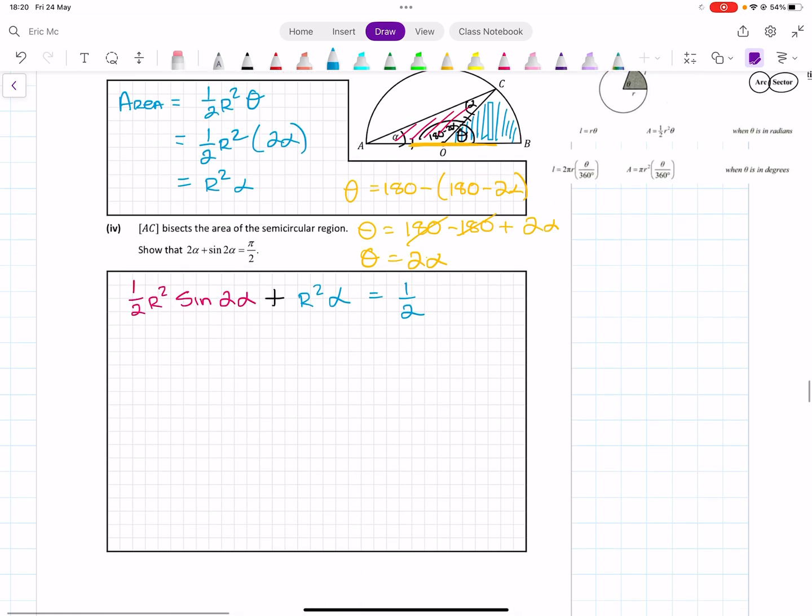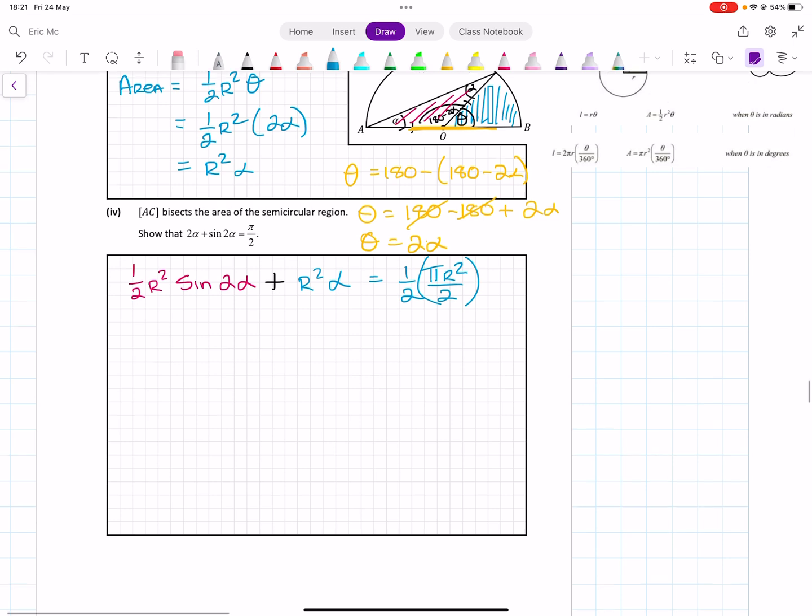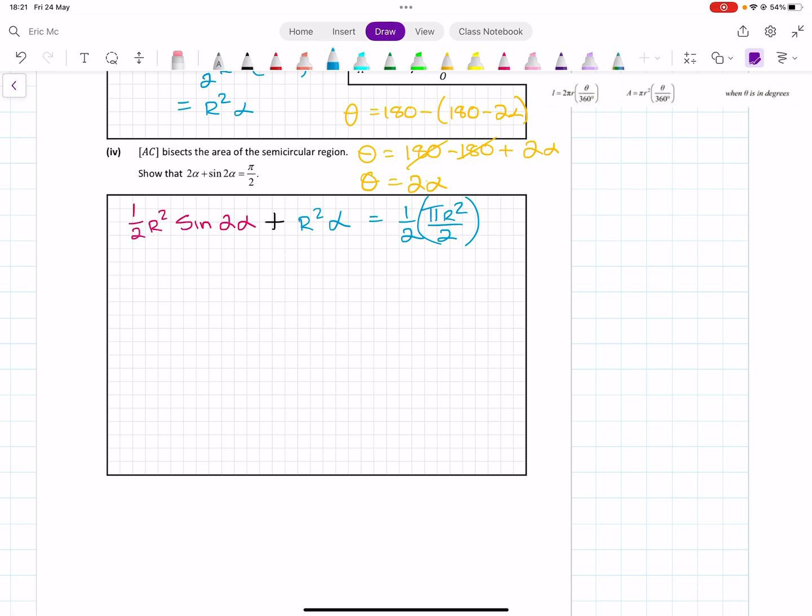So for a full circle, the area is pi r squared. So pi r squared over 2 for the semicircle. Because it's half of the semicircle, and the semicircle is half of a circle. I think I can divide everything by r squared because there's an r squared in all of them. So I can divide this by r squared and it will cancel, I can divide this by r squared and it will cancel, and I can divide this by r squared and the r squared will cancel.